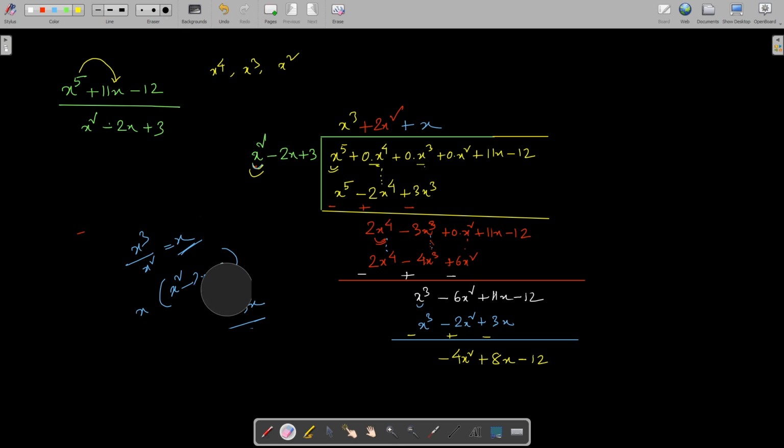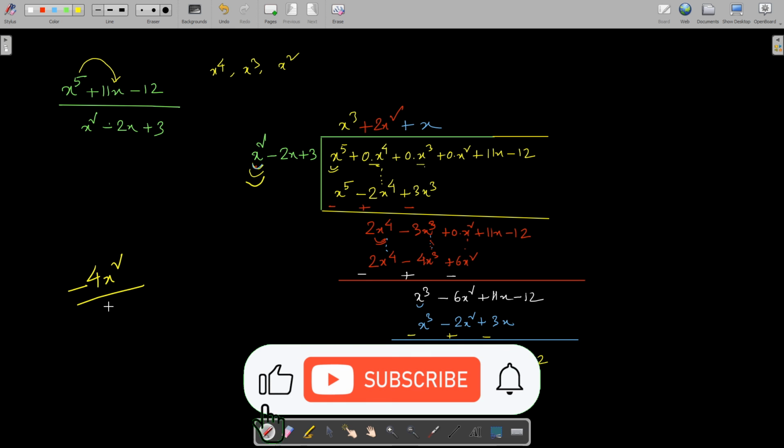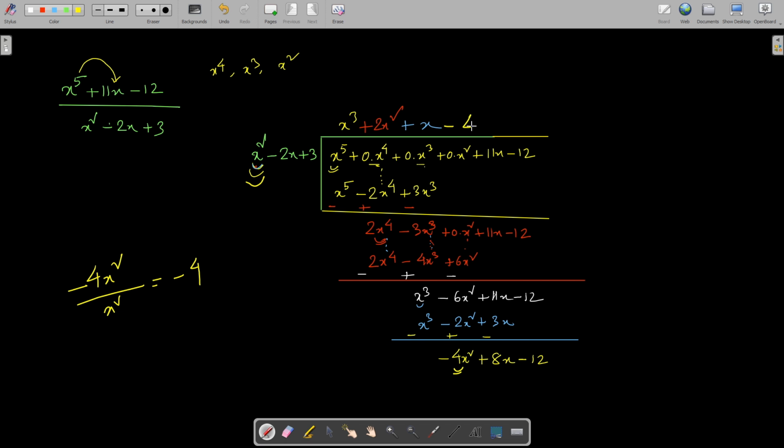Done. It's becoming very long. No issues. Just follow steps. You will get all questions correctly. Follow the steps. We have minus 4x square, and first term we have x square. So what we are getting? Minus 4. So we'll simply write minus 4 over here. After that, what are we going to do? We'll multiply this with the divisor. What we'll get? We'll get minus 4x square plus 8x minus 12. So we'll write it over here. We got minus 4x square plus 8x minus 12.